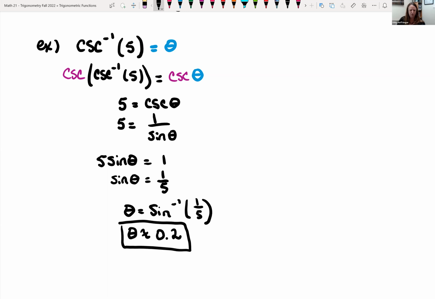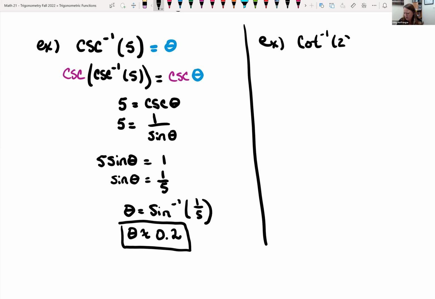Let's just look at one more. So let's say we had cotangent inverse of 2. So again, our calculator doesn't have cotangent inverse, so we want to rewrite this. So let's let this equal to some theta. Let's take the cotangent of both sides of our equation.